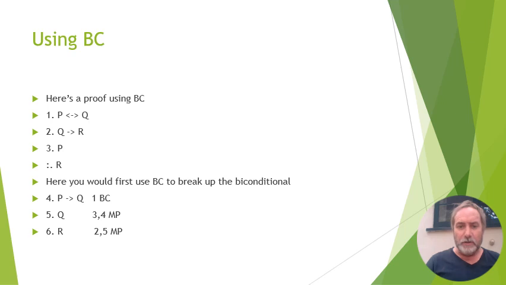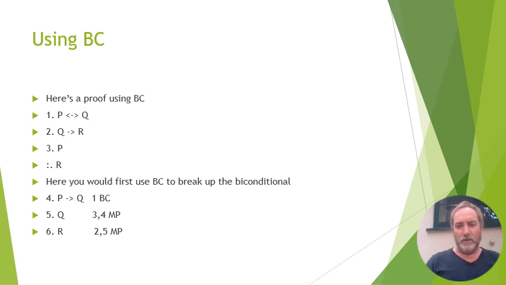All right, let's just do a little proof using BC. Here we have three premises. The first premise is a biconditional, P if and only if Q. Our second premise is a conditional, if Q then R. And our third premise is just an atomic statement, P. We're trying to get R on its own.